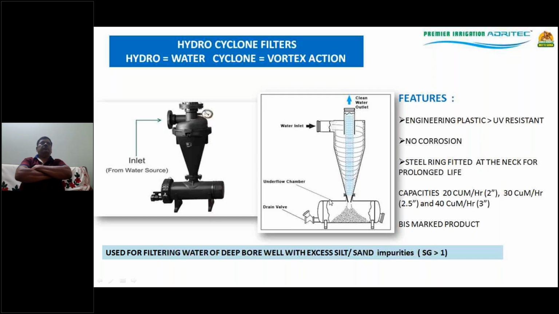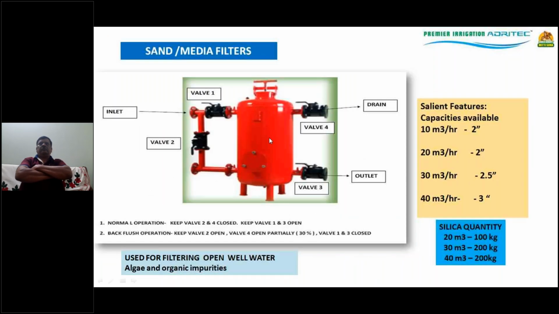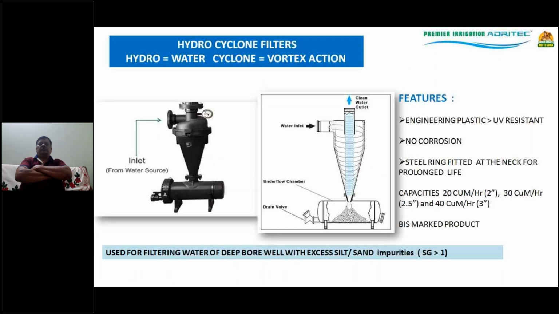But one thing you have to note is that if these particles have to come down, the specific gravity of the particles has to be more than 1. You will find in some borewells you're getting very fine mica which actually floats on water. For that, this hydrocyclone filter will not work, in which case you will have to go for a sand filter. So these are the two challenging situations that the farmer is forced to face.